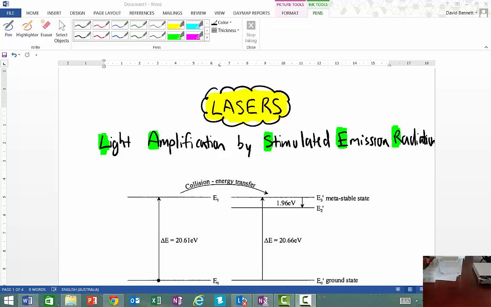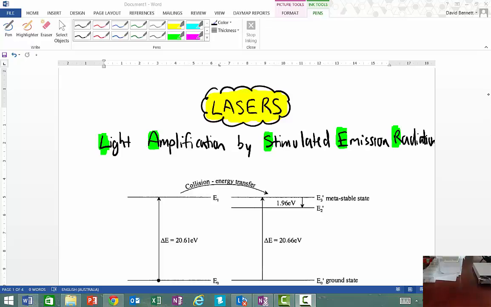Now today we're going to be looking at lasers and how they actually work, and it incorporates a lot of the theory behind looking at the atom itself and the transfer of energy and energy levels. So laser stands for light amplification by stimulated emission of radiation. Alright, so that's the acronym for laser.